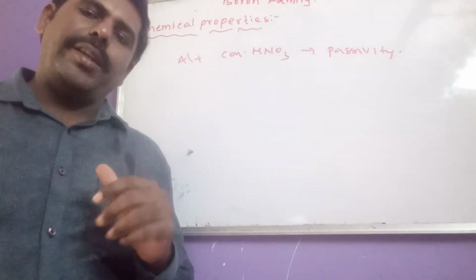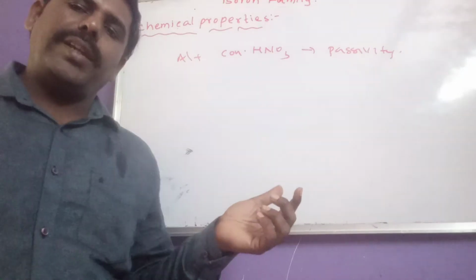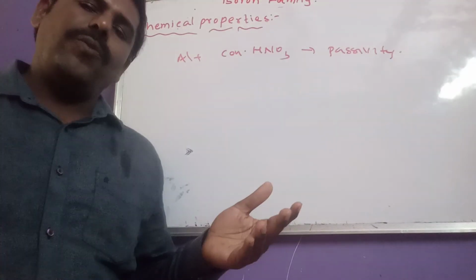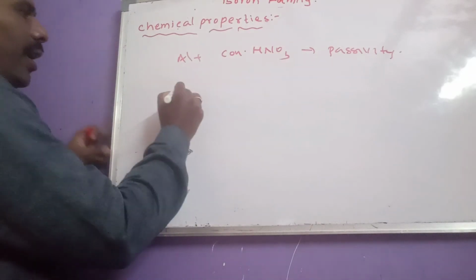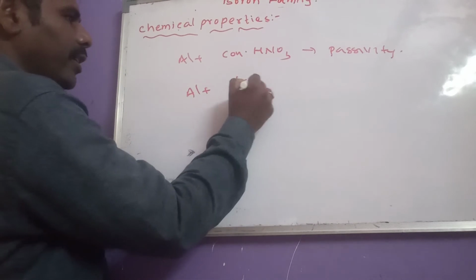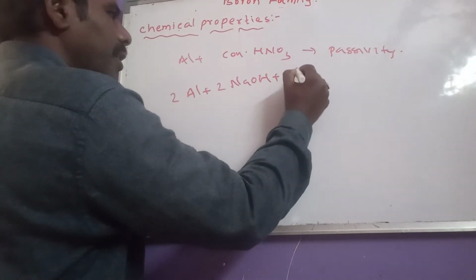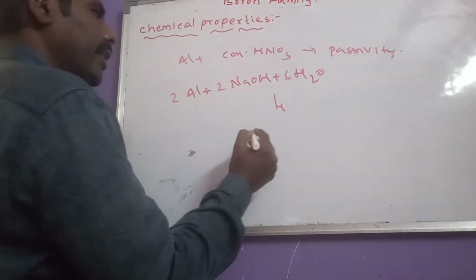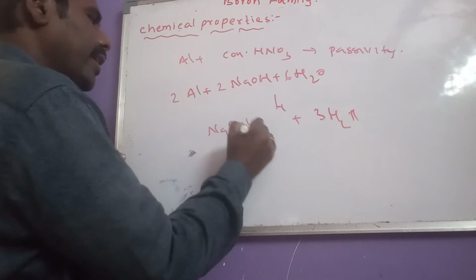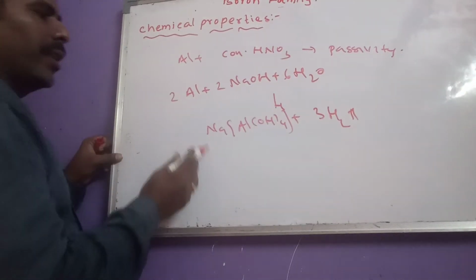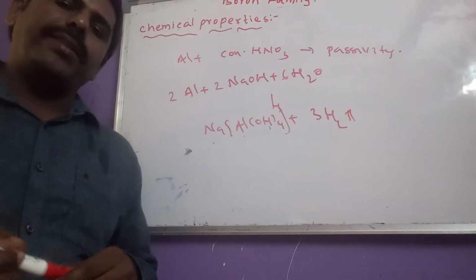Vessels made of aluminium are used to store the acid, because aluminium enters the passive state, so no further reaction is expected. That is one important thing here. Similarly, aluminium reacts with bases. Consider 2Al plus 2NaOH plus water. That liberates hydrogen gas and produces NaAl(OH)4, sodium tetrahydroxoaluminate, and liberates hydrogen gas.